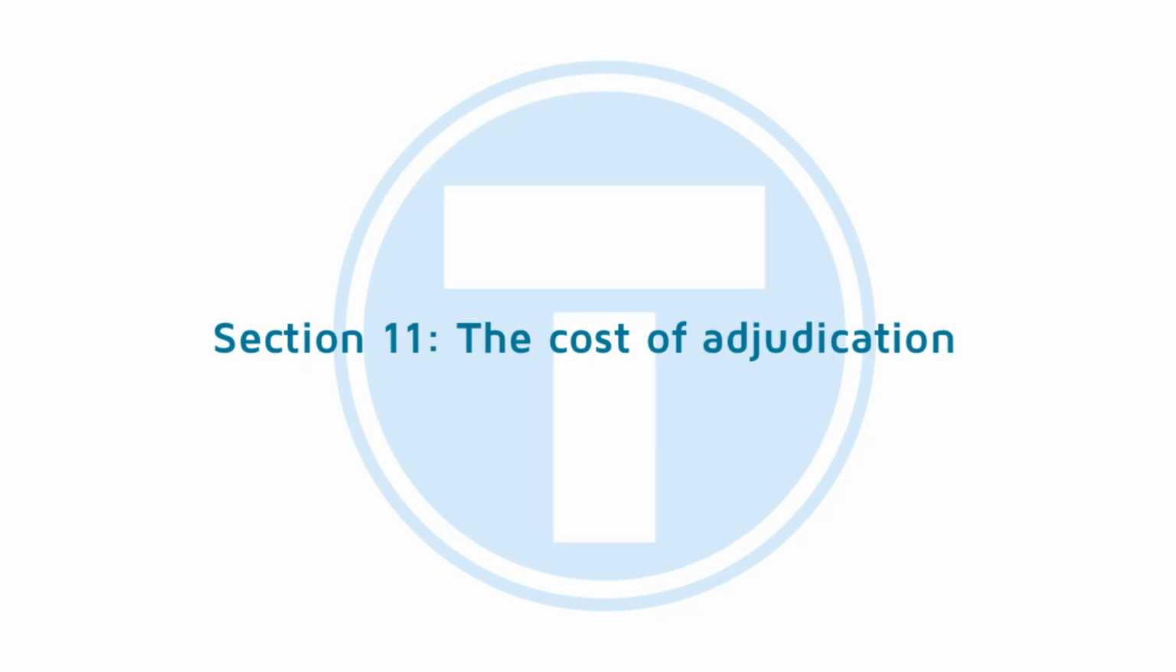Section 11. The cost of adjudication. Each party, whether they win or lose, will usually pay for its own costs of administering the adjudication. This may include their own staff's time, legal and contract advice, or quantum time and technical experts. The adjudicator has the power to allocate the adjudicator's own fees and expenses between the parties.